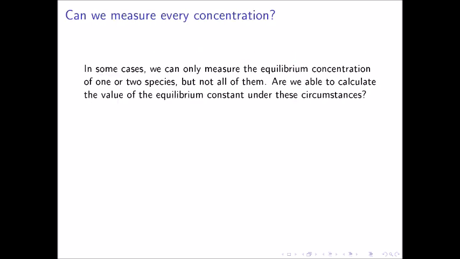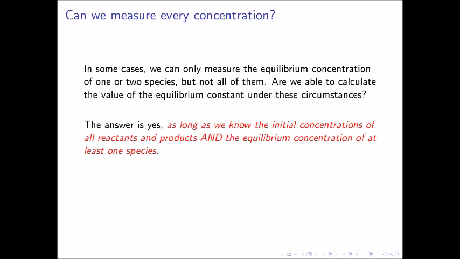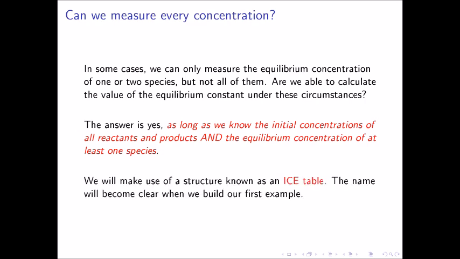In some cases, we can only measure the equilibrium concentration of one or two species, but not all of them. Are we able to calculate the value of the equilibrium constant under these circumstances? The answer is yes, as long as we know the initial concentrations of all reactants and products and the equilibrium concentration of at least one species. We will make use of a structure known as an ice table. The name will become clear when we build our first example.